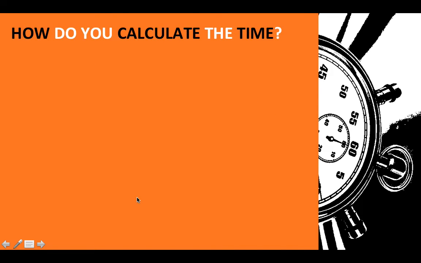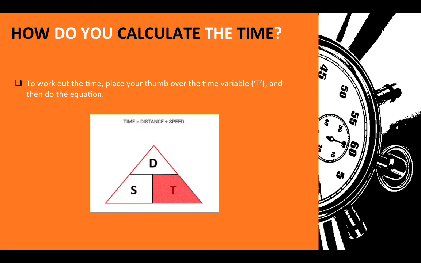So how do you calculate the time? To work out the time, place your thumb over the time variable, which is the t, and then do the equation.